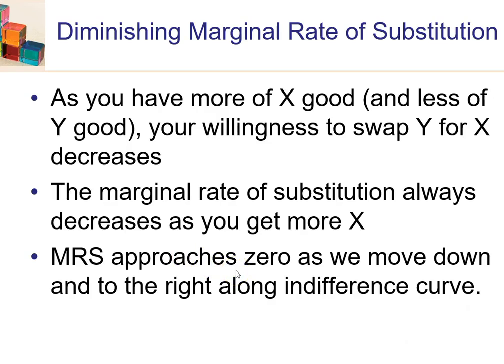This is marginal substitution, the rate of trade between 2 goods, and shows you why it diminishes as you get more and more of the X good.